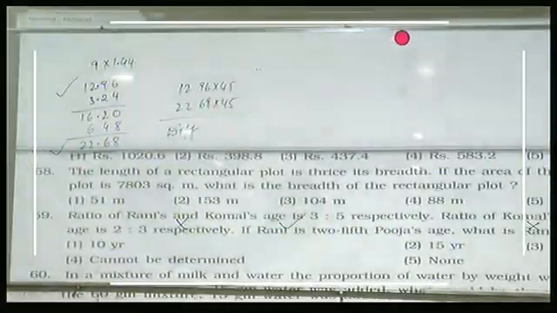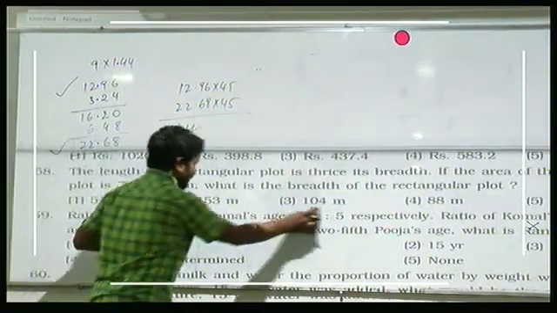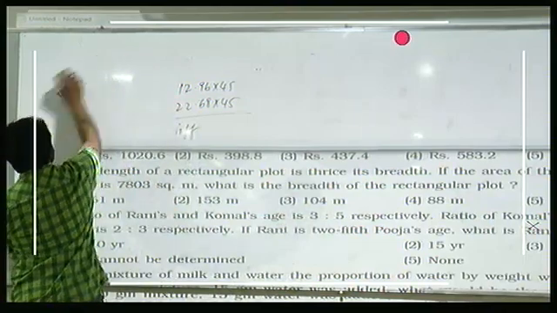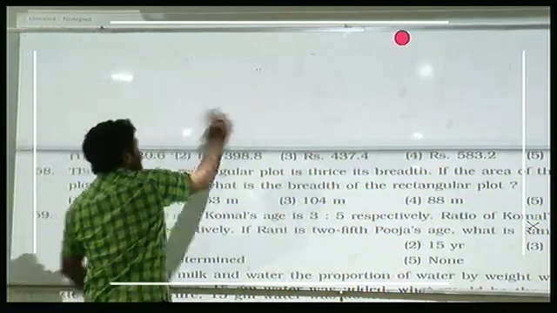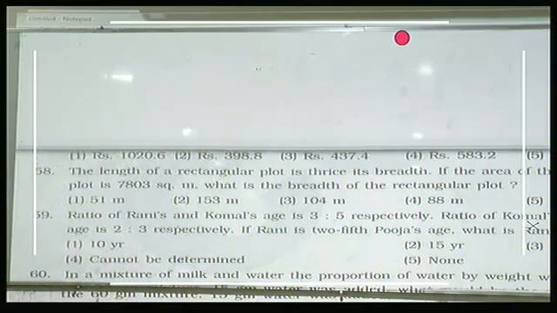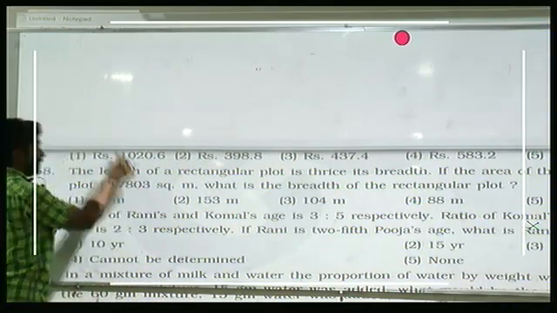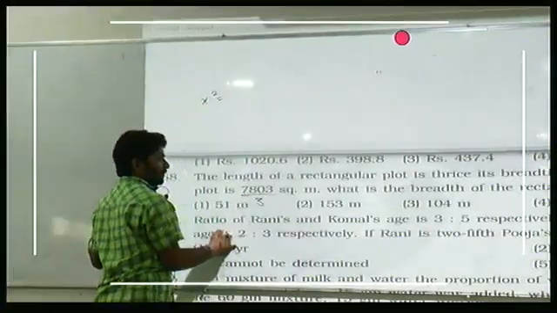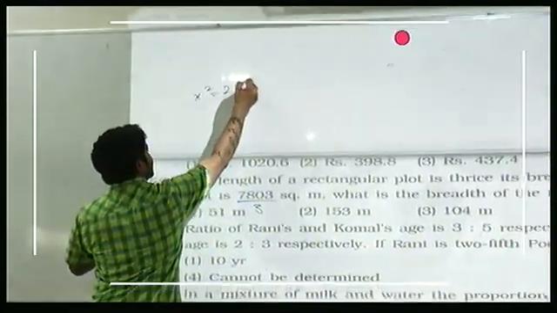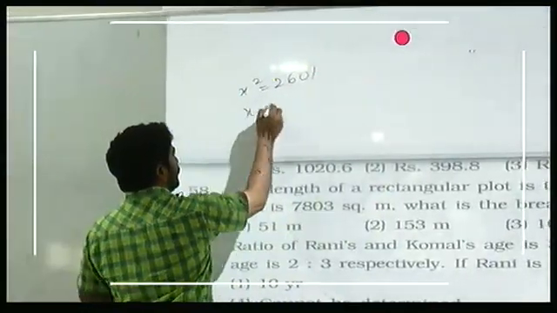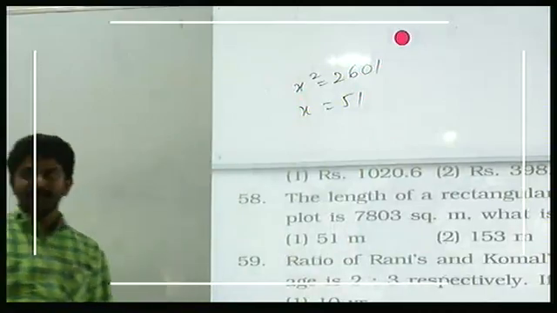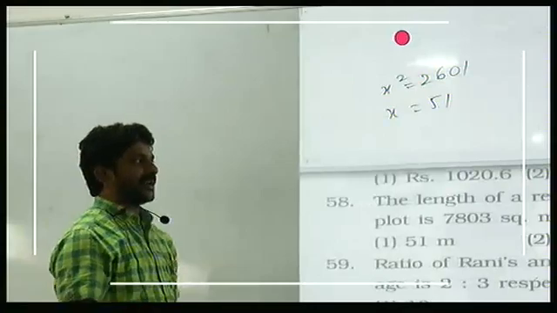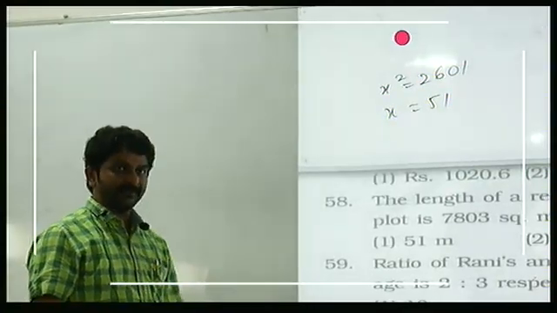The length of the rectangular plot is thrice the breadth. If you treat breadth as x, the length is equal to 3x. So area is equal to 3x square, which is equal to 7803. X square is equal to 7803 divided by 3, which is 2601. X is equal to 51. 50 square is 2500, 51 square is 2601. What is your question? You are asked about breadth. The breadth of the rectangle is 51.